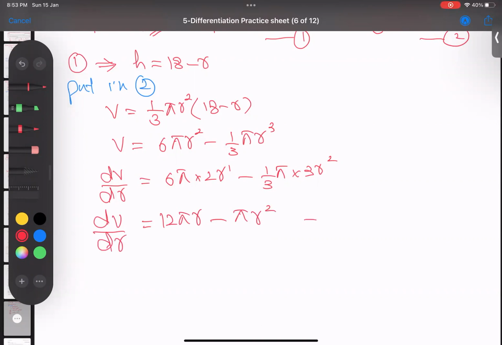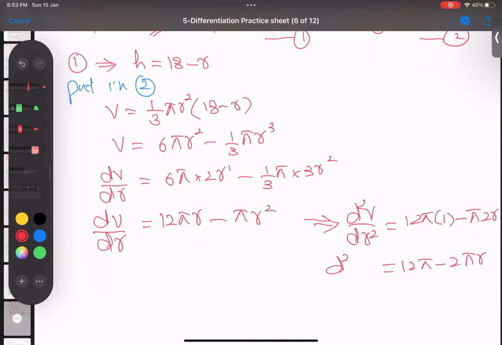Similarly, if I go for second differentiation here, d2V over dR2, again the same story. The derivative of R is 1, so 12 pi keep as it is, times 1. And what is the derivative of R squared? 2 goes down and the power goes 1 less. It means pi as it is, times 2R. So ultimately I get 12 pi minus 2 pi R.